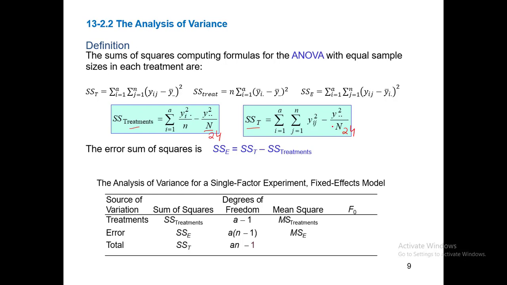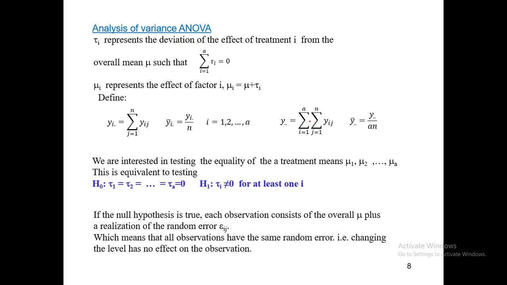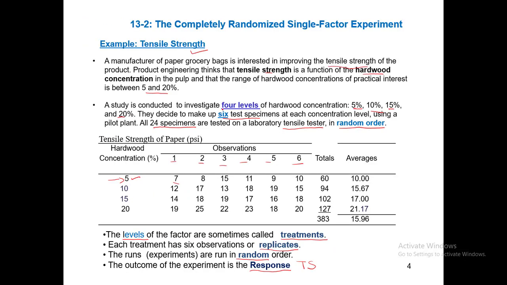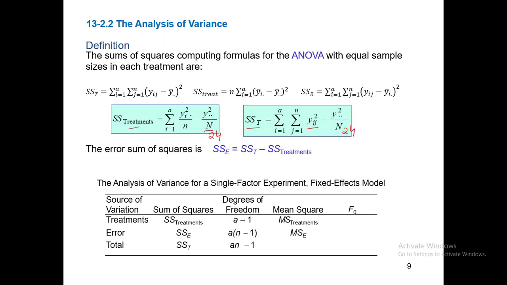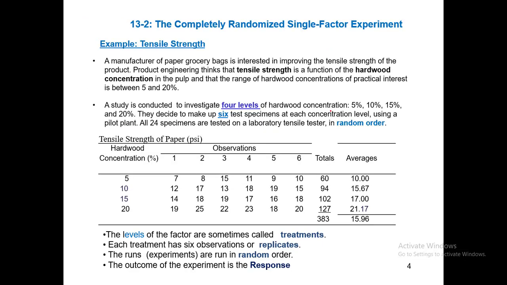Then we will talk about this Yij. These are the individual observations. In our case, individual observations means 7, 8, 15, 11 till this 20. These are all individual observations and we represent them by Yij. Then the second thing is Y dot dot. This Y dot dot means the overall sum or grand sum. You can see it here: this 383 is equal to Y dot dot. This is the grand sum of all of the observations.